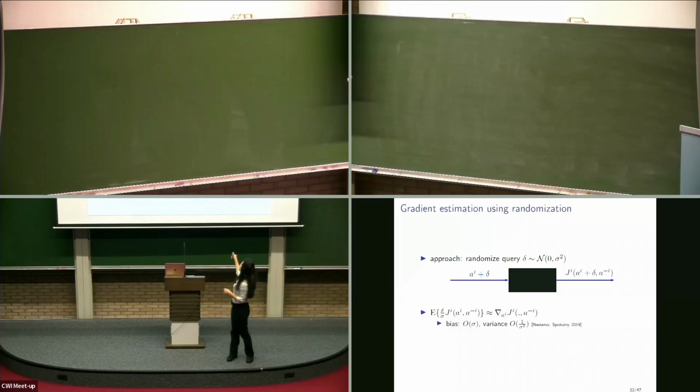Let's say that at each time, each agent has an action and wants to estimate the gradient evaluated at A. They would query their action A_i plus delta_i, and then they scale their observation by delta over sigma, and this gives them an approximation of the gradient.